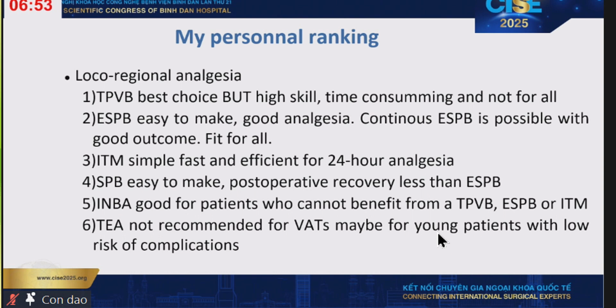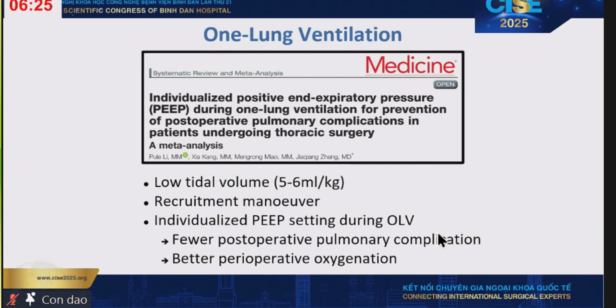In fourth position, serratus plane block is easy to make, but postoperative recovery is less than erector spinae plane block. Intercostal nerve block analgesia is good for patients who cannot benefit from another block. Thoracic epidural analgesia is not recommended for that surgery, but it may be possible for young patients with low risk of complication. An area where the anesthesiologist can impact postoperative pulmonary complication is through one-lung ventilation.